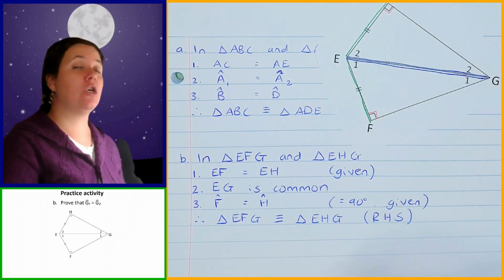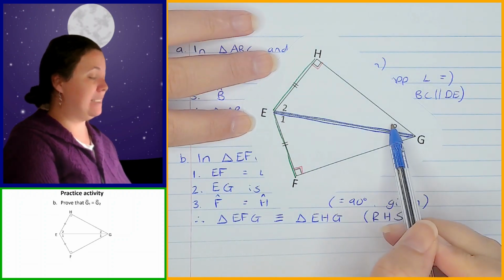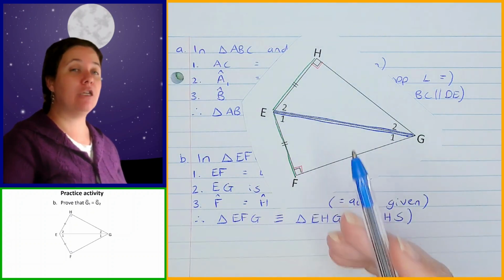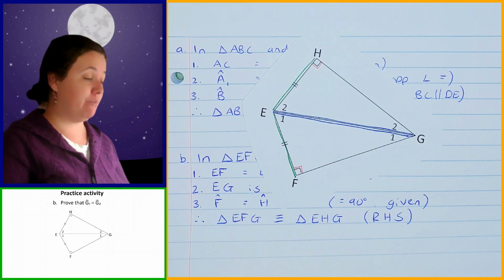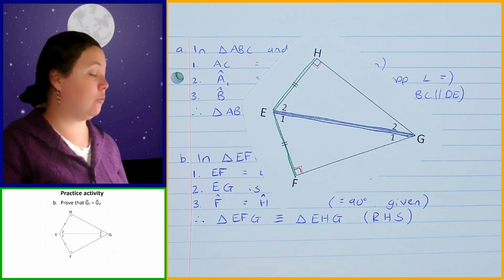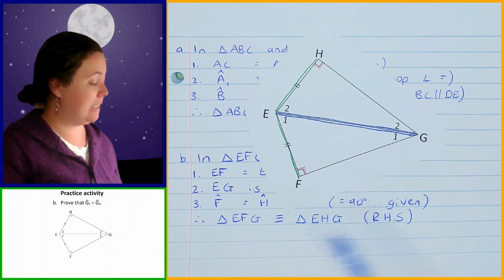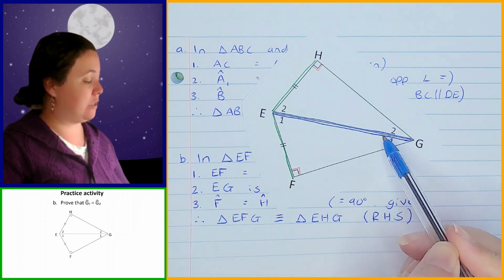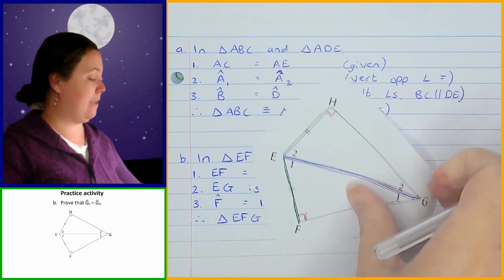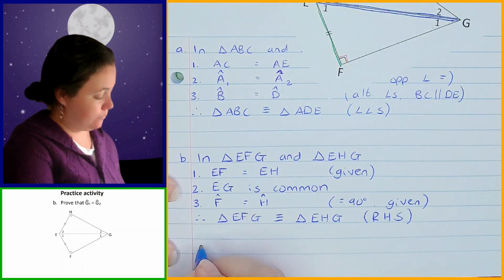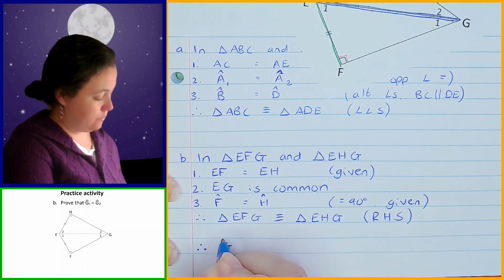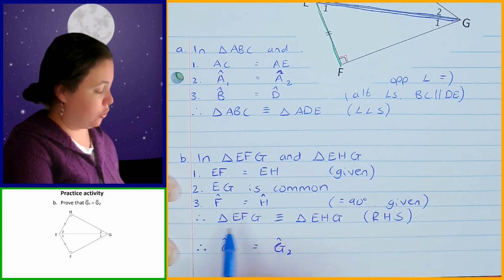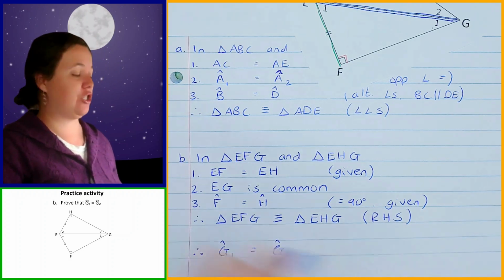Okay, so now I've proved that these two triangles are congruent, but that's not all I was asked to prove. I was asked to prove that angle G1 is equal to angle G2. And now I know, because these two triangles are congruent, I can now say, therefore, the other matching pairs of things in the two triangles must be equal as well. So I would be able to say that this side is equal to that side, and this angle is equal to that angle, and this angle is equal to this angle. And these are the ones that I'm interested in. So now I can say, therefore, angle G1 is equal to angle G2. And the reason I know that is because those two triangles are congruent, which I just proved.